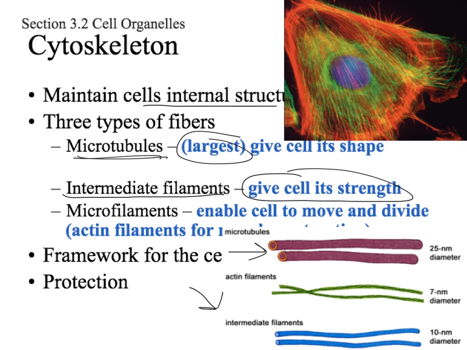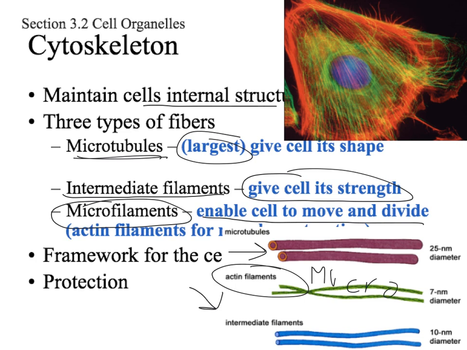And then we have microfilaments. Micro, that prefix refers to very small. This is going to enable the cell to move and divide. Actin filaments, this would be an example of your micro right here. They're going to be your thinnest. Okay? So the cytoskeleton gives it framework and it gives it protection, and it allows things to move along it, which we'll get to when we talk about cell functions.